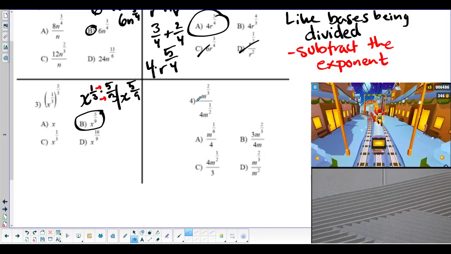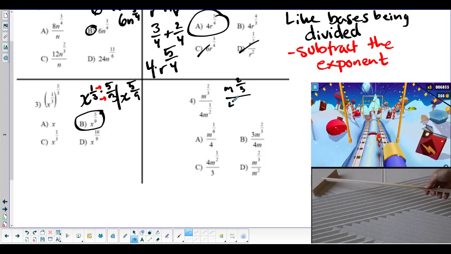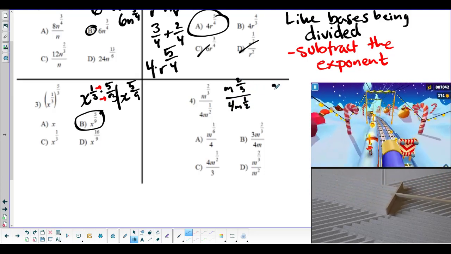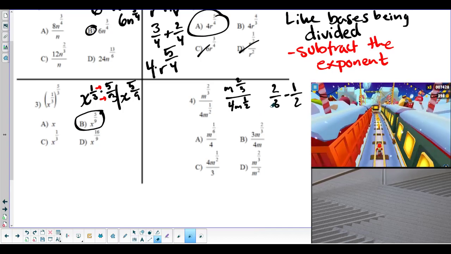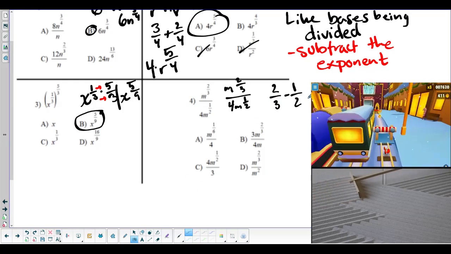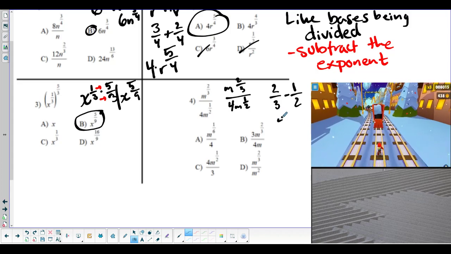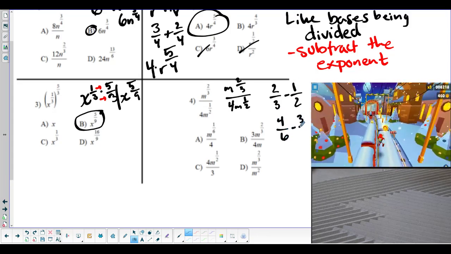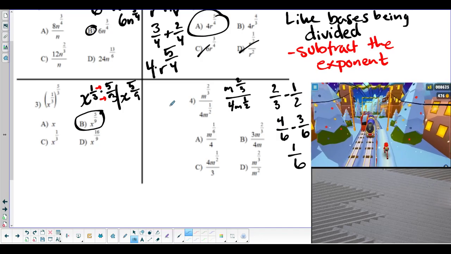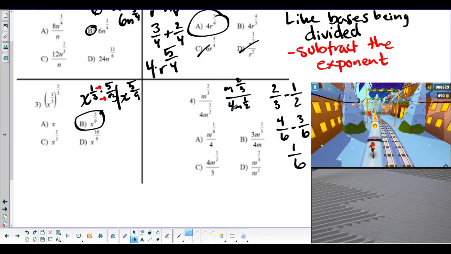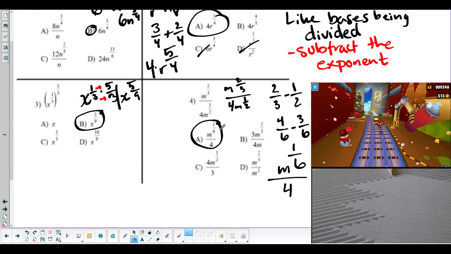So really what this becomes is we have m to the 2/3 over 4m to the 1/2. We have to subtract 2/3 minus 1/2. It's a little tricky. You have to find a common denominator between 2 and 3, in other words, a number that both of these can go into. I think the lowest one is 6, which is just 2 times 3. So 2/3 is the same as 4/6, and 1/2 is the same as 3/6. And so my exponent is going to be 1/6. Because this 4 was in the denominator, it's going to stay there. So my final answer is going to be m to the 1/6 over 4, which is A, right?